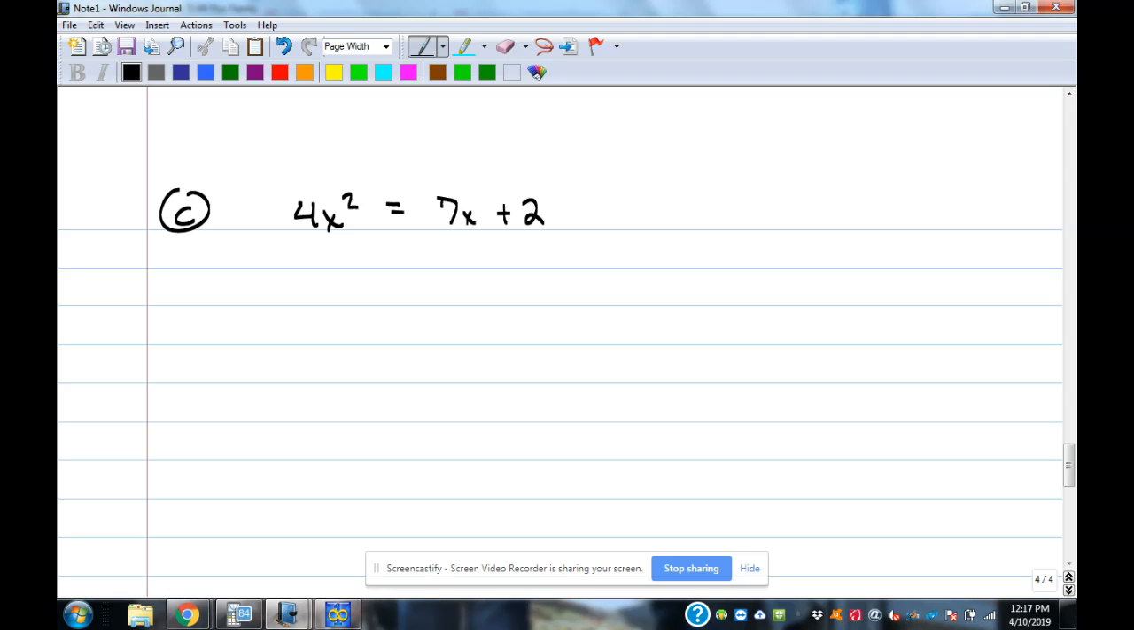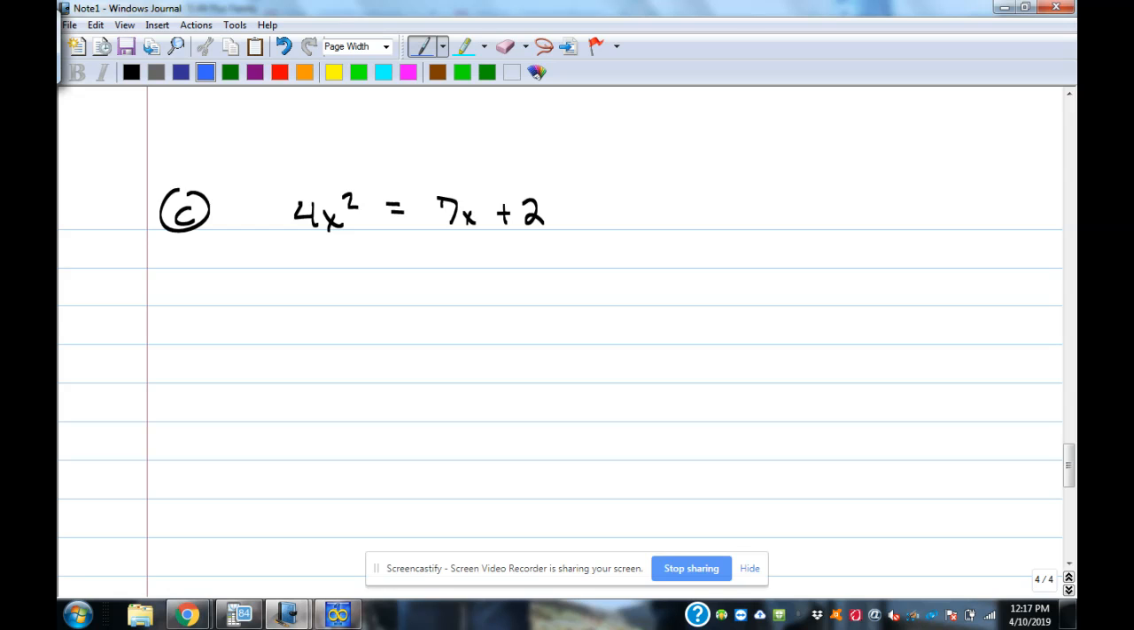It doesn't equal 0, so we've got to make it equal 0. So what can we do? We can move the 2. That would work. We could also move what? We would also have to move the 7x. So that works fine. And I'm not opposed to doing that.